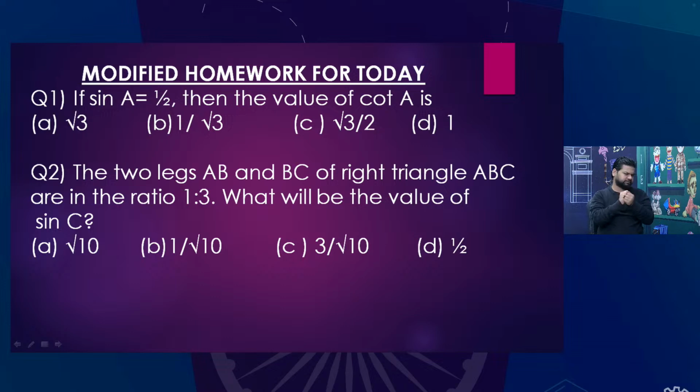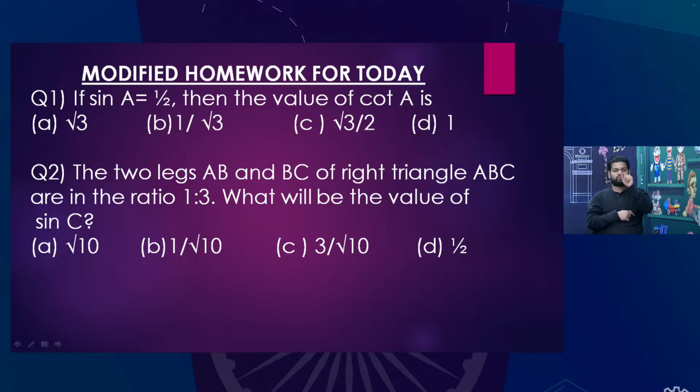And we have modified homework also for today, that is first question, if sin A is equal to 1/2, then the value of cot A is, there are 4 options. First one √3, second one 1/√3, third one √3/2, fourth one 1.